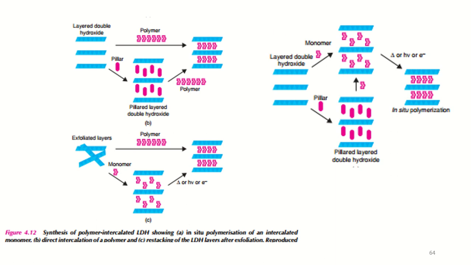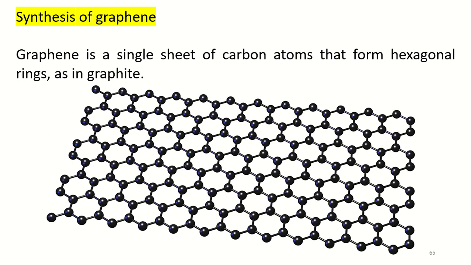After showing the synthesis of polymer intercalated LDH, now we would like to talk about the synthesis of graphene. Graphene is actually a single sheet of carbon atoms that form hexagonal rings as in graphite. It is shown in this diagram.